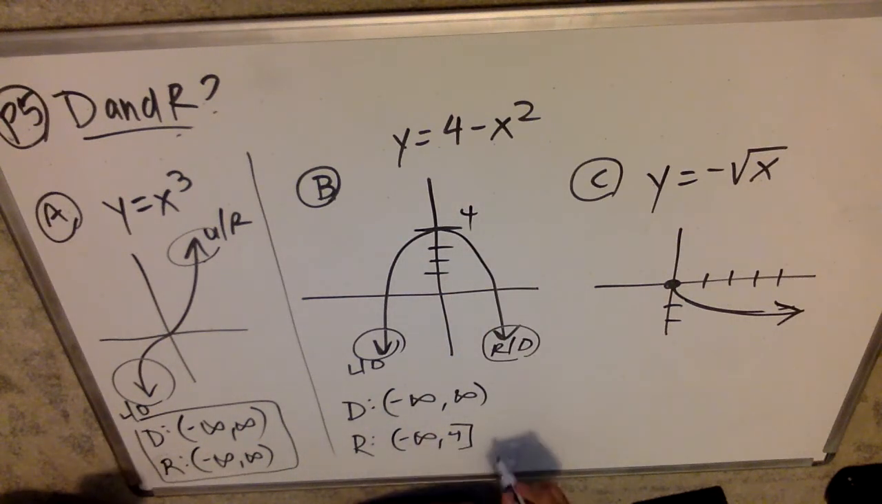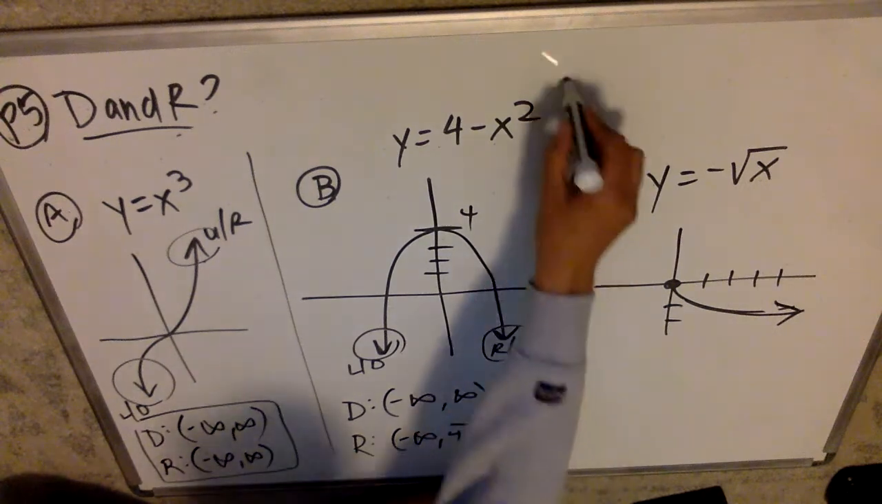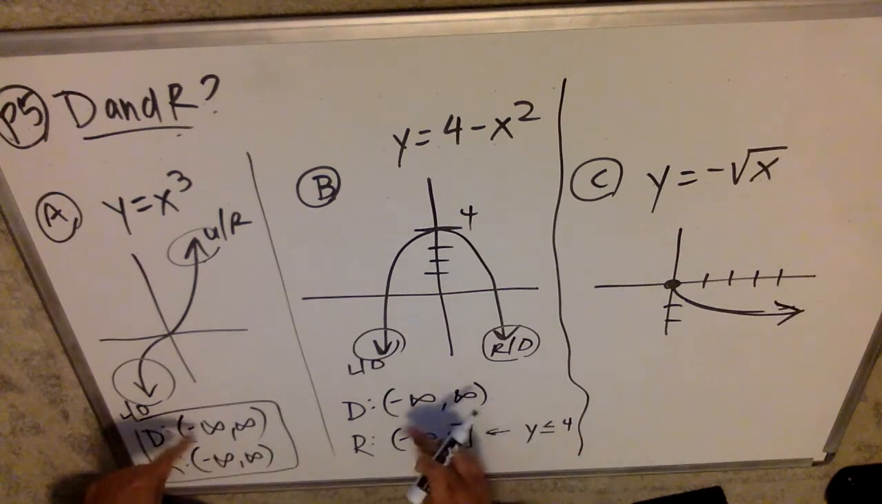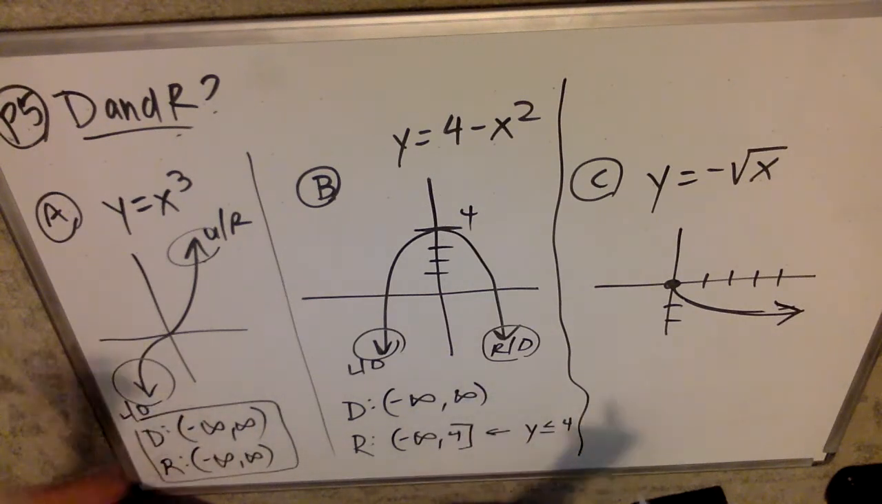So again, if you wanted to write this one, you'd write y is less than or equal to 4, right? I think it's easier to use parenthetical notation, but hey, it's up to you. You do need to be able to read both, right? And again, for these, you could have written all real numbers, x is an element of reals, etc.